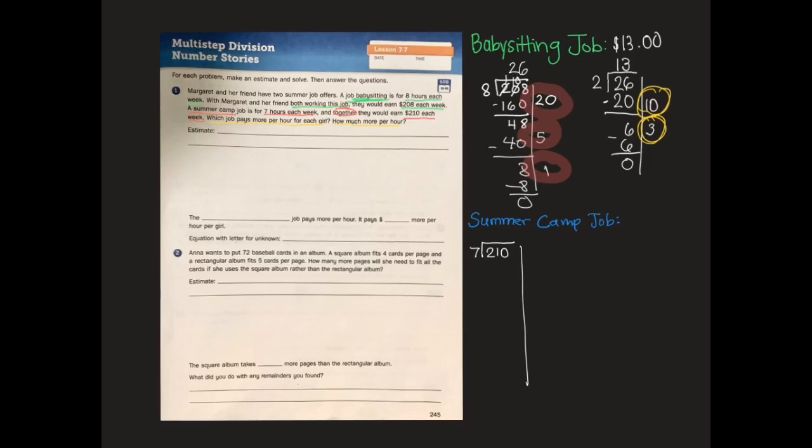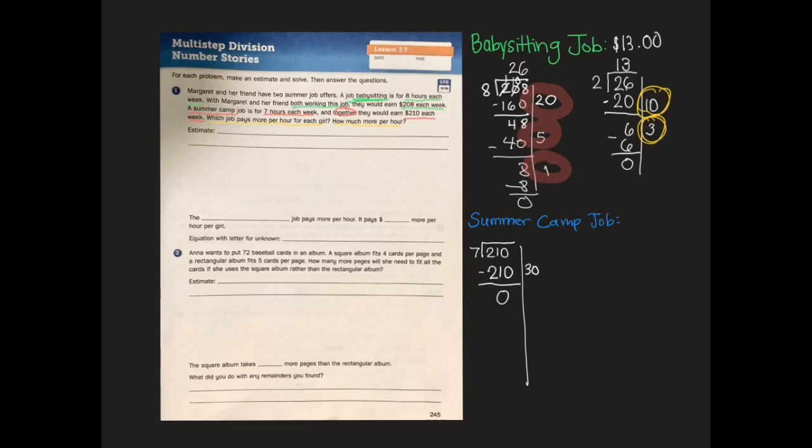21? Yeah, so what if you did 7 times 30? Ooh, 7 times 30 would be what? 210? What? That gives us an exact answer. That's kind of fun. So let's do our subtracting. We're left with 0. Oh my goodness.